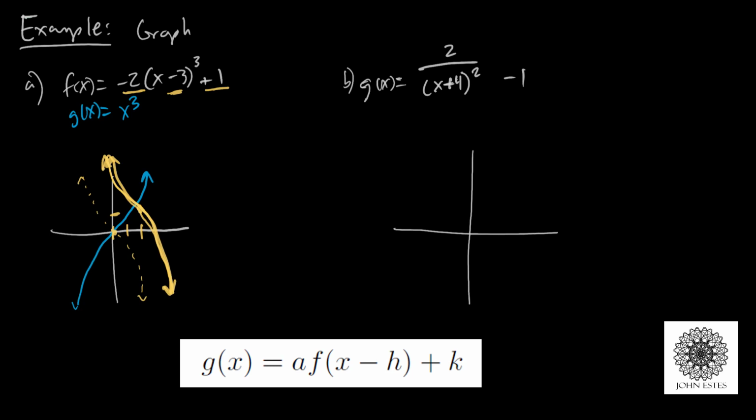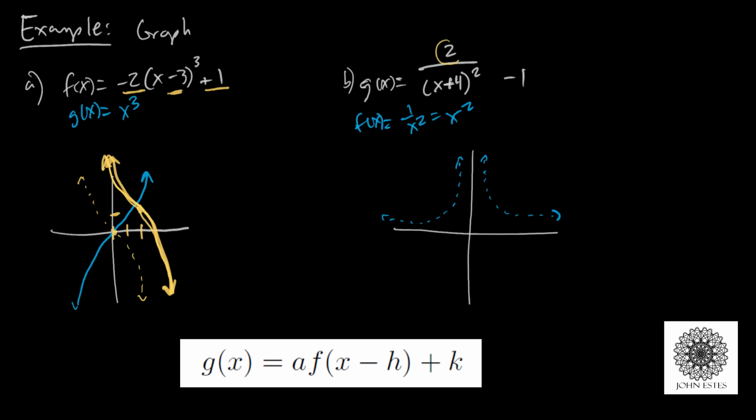Now for part B, we have g of x equals 2 over (x plus 4) quantity squared minus 1. This looks even uglier than the last one, but it's actually not, because I remember this function. 1 over x squared is the same thing as x to the -2 power. So that's a negative power function. It looks something kind of like this. Now what does this other stuff do? It's the same function translation.